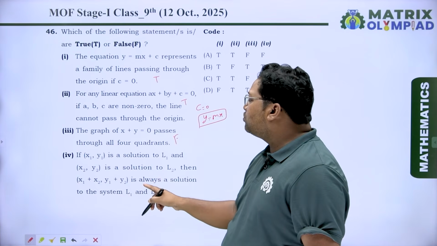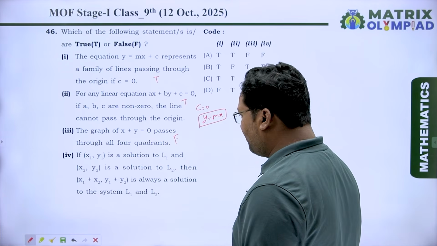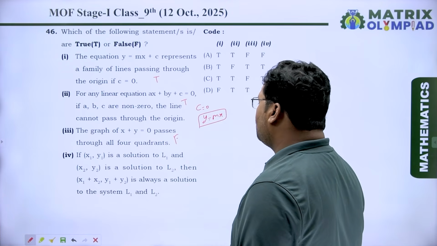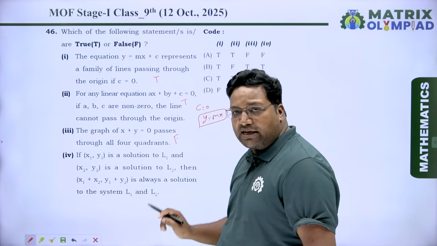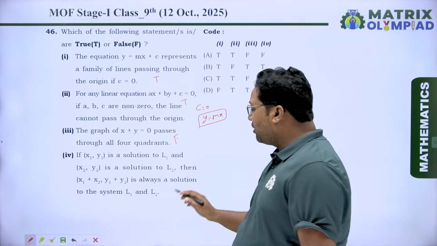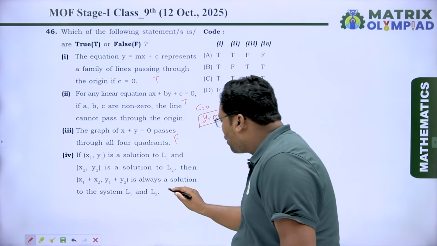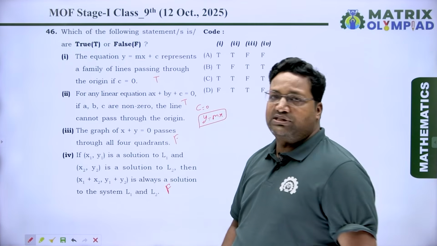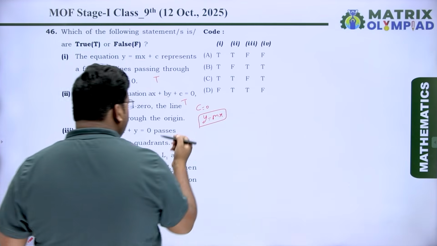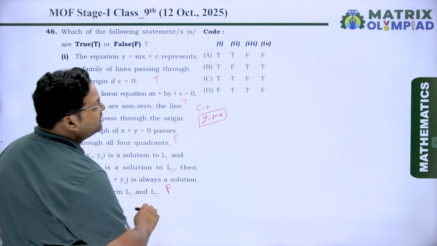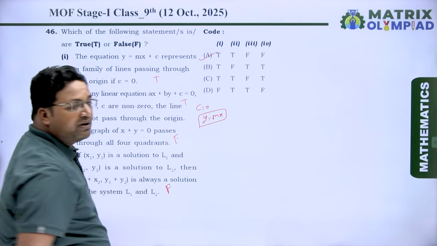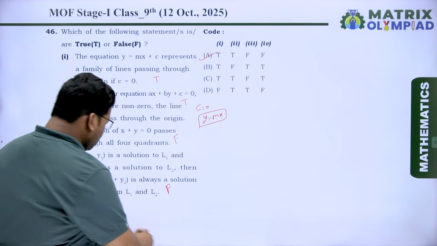Next is: if (x1, y1) is a solution to L1 and (x2, y2) is a solution to L2, then (x1 plus x2, y1 plus y2) is always a solution to the system L1 and L2, which is also a wrong statement. So it is also a false statement. So our answer is T, T, F, F, which is in option A. So option A will be the right answer. Now coming to the next question.